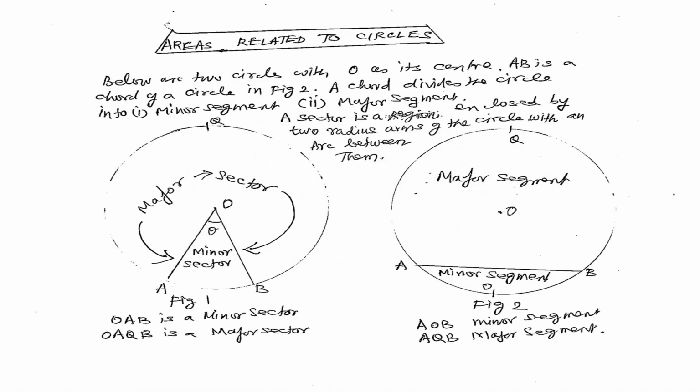Now coming to areas related to circle. Below are two circles with O as the center. AB is a chord of the circle in figure 2. A chord divides the circle into minor segment and major segment. A sector is a region enclosed by two radius arms of the circle with an arc between them. See picture 1. OAB is a minor sector, OAQB is a major sector. Likewise in picture 2, AOB is minor segment, AQB is major segment.